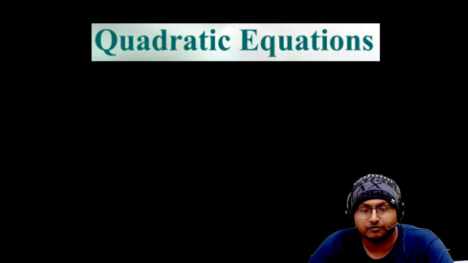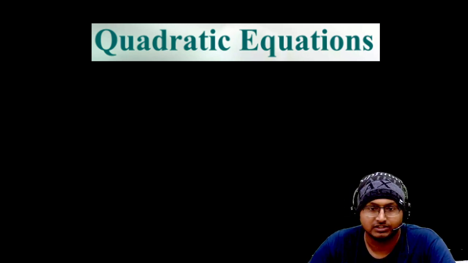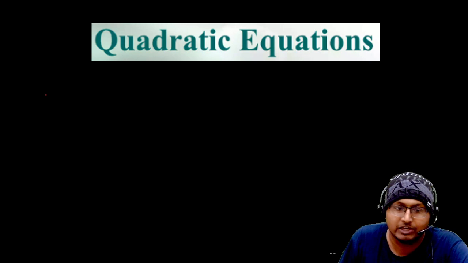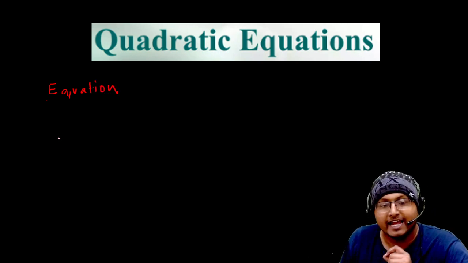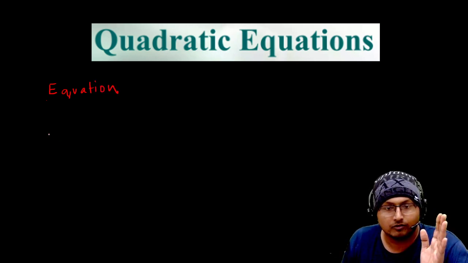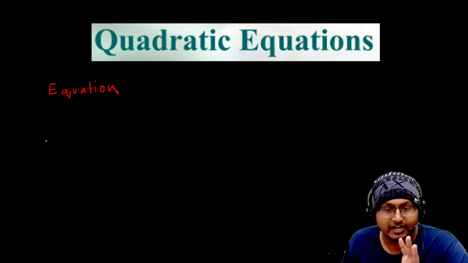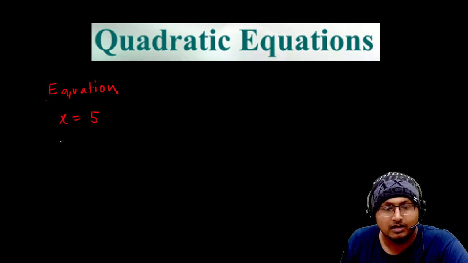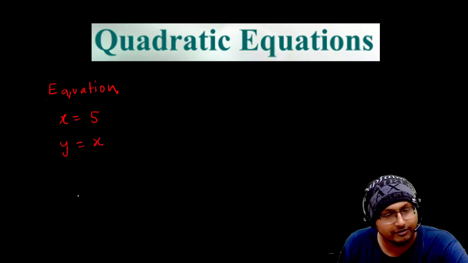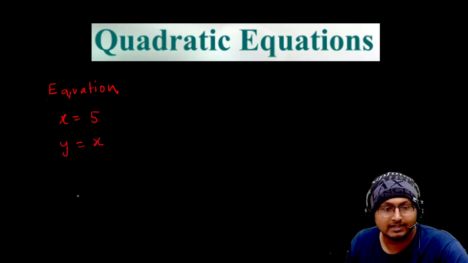So first of all, we have to know what quadratic equations are. First of all, what does an equation mean? Anything that relates LHS and RHS is called an equation. Suppose x is equal to 5. Is x equal to 5 an equation? Yes, it is an equation. And y is equal to x. Is this an equation? It is also called an equation.